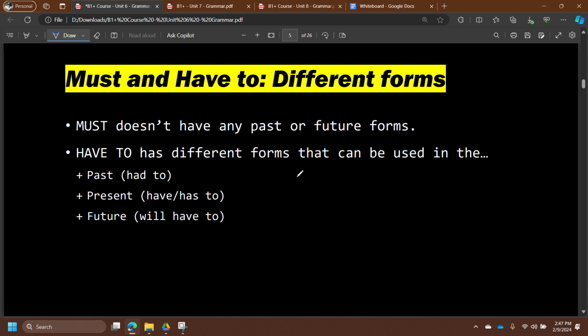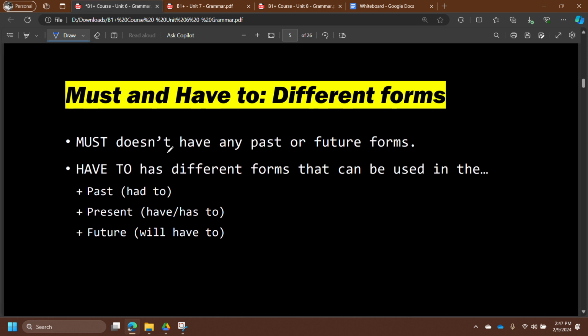Okay. So what about the different forms? Must doesn't have any past or future forms. Must is always must. It can talk about the future. I mean, just by saying must, it is possible. Like, I must do this tomorrow. This is the future meaning of it, but it doesn't have a specific future form. And it cannot even talk about the past. So for now, must is alone like that. Of course, if you bring in the past modals, it can, but that's a whole different topic.